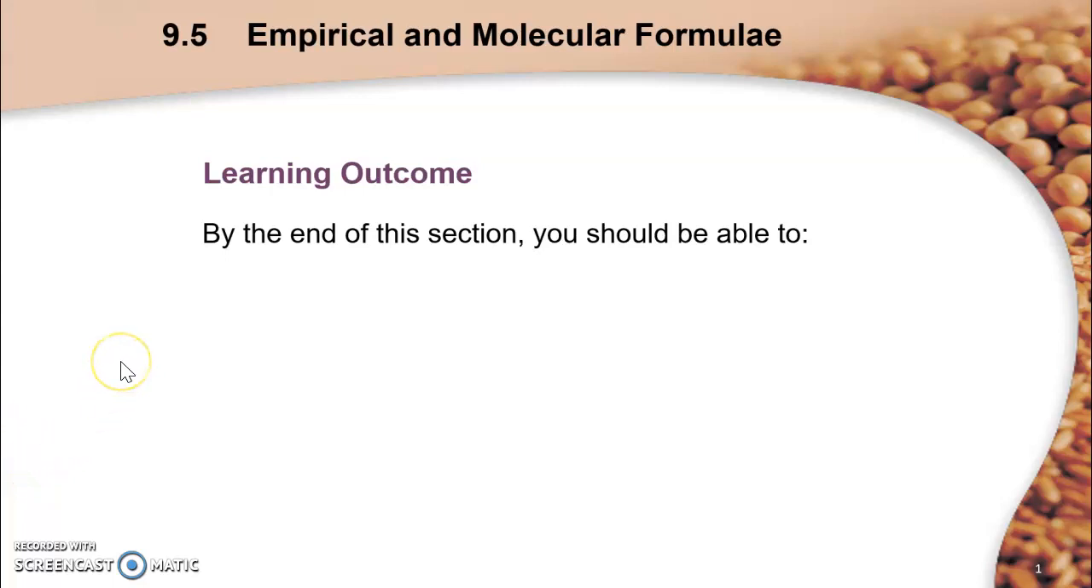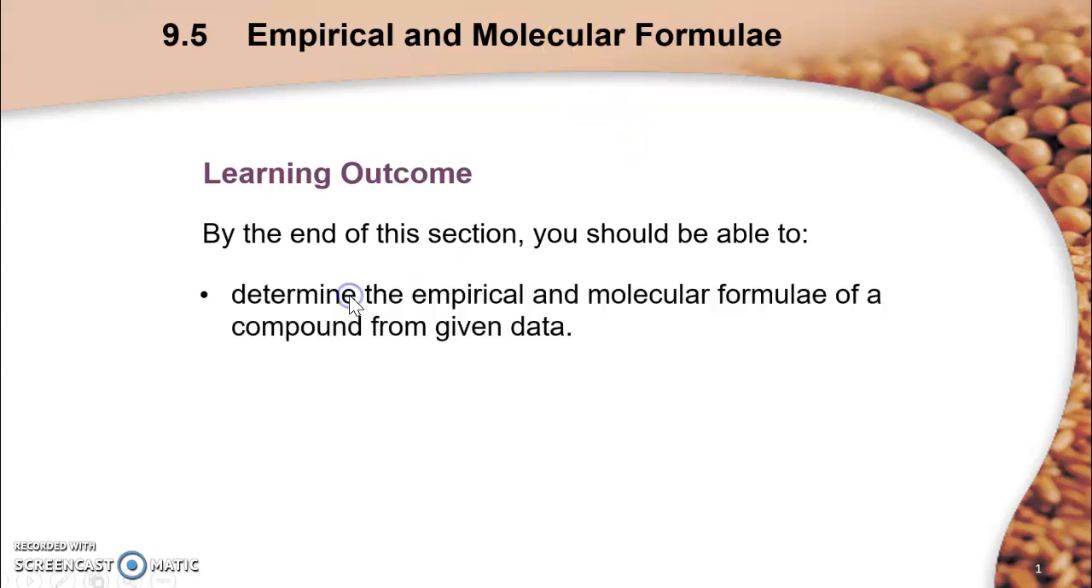Okay, hi 3A. Now we are going to move on to actually learning how to calculate the empirical and molecular formula. By the end of this section, you should be able to calculate the empirical and molecular formula of a compound from given data. You should be referring to your CAB pages 80 and 81, and you should be able to complete questions 6, 7, and 8.